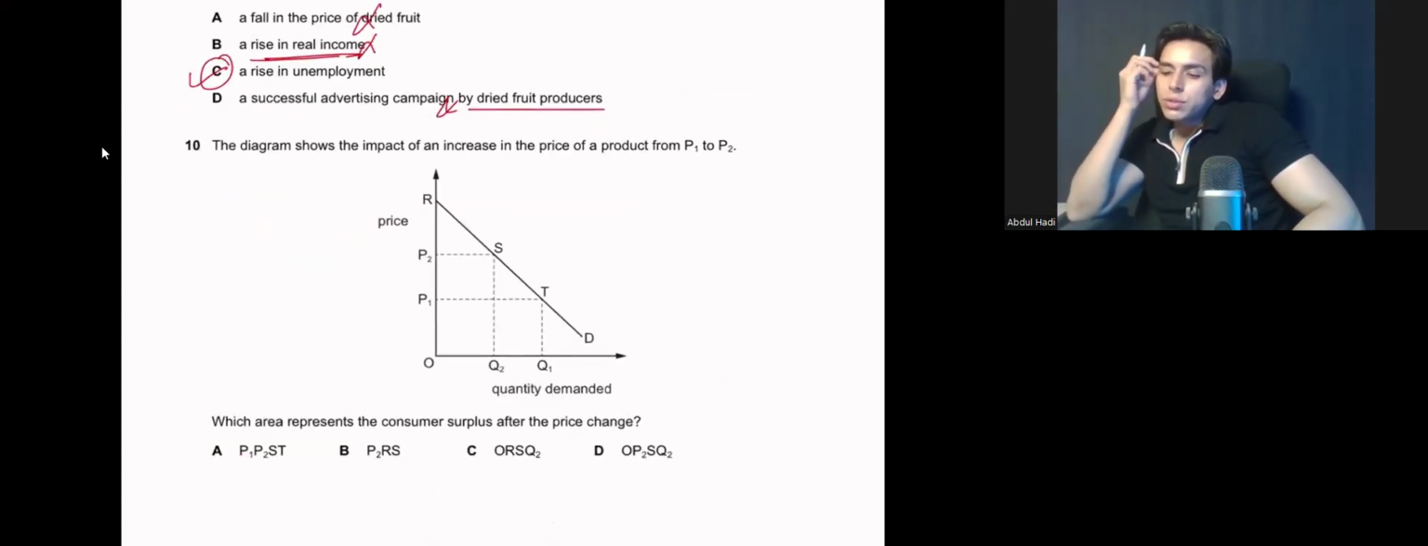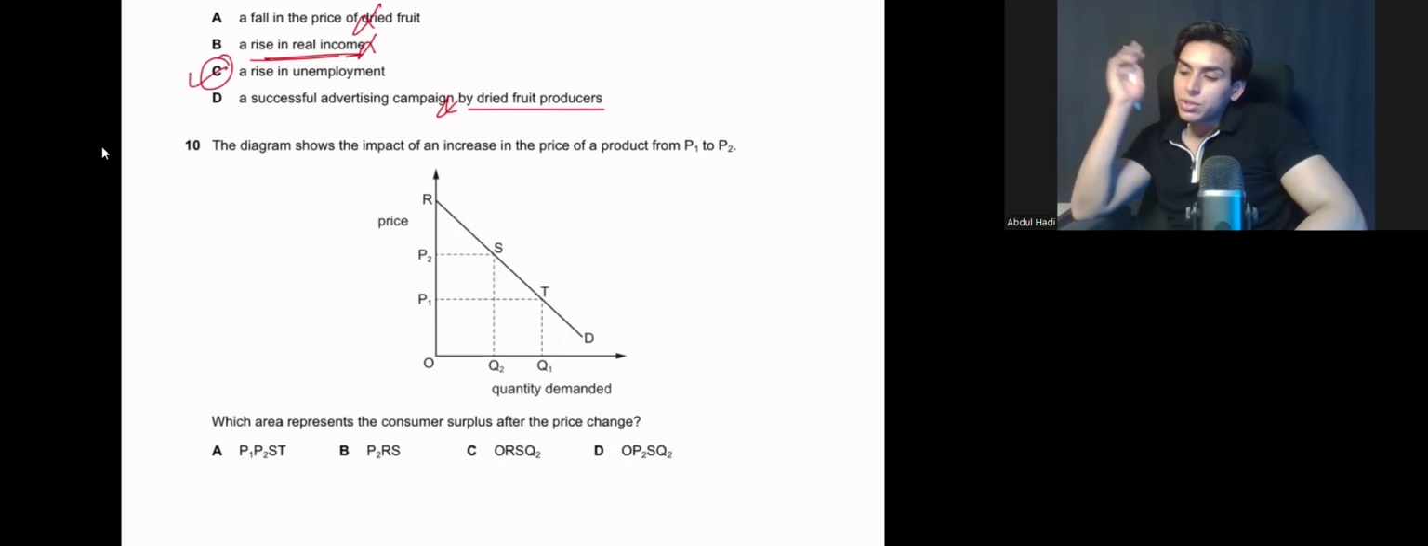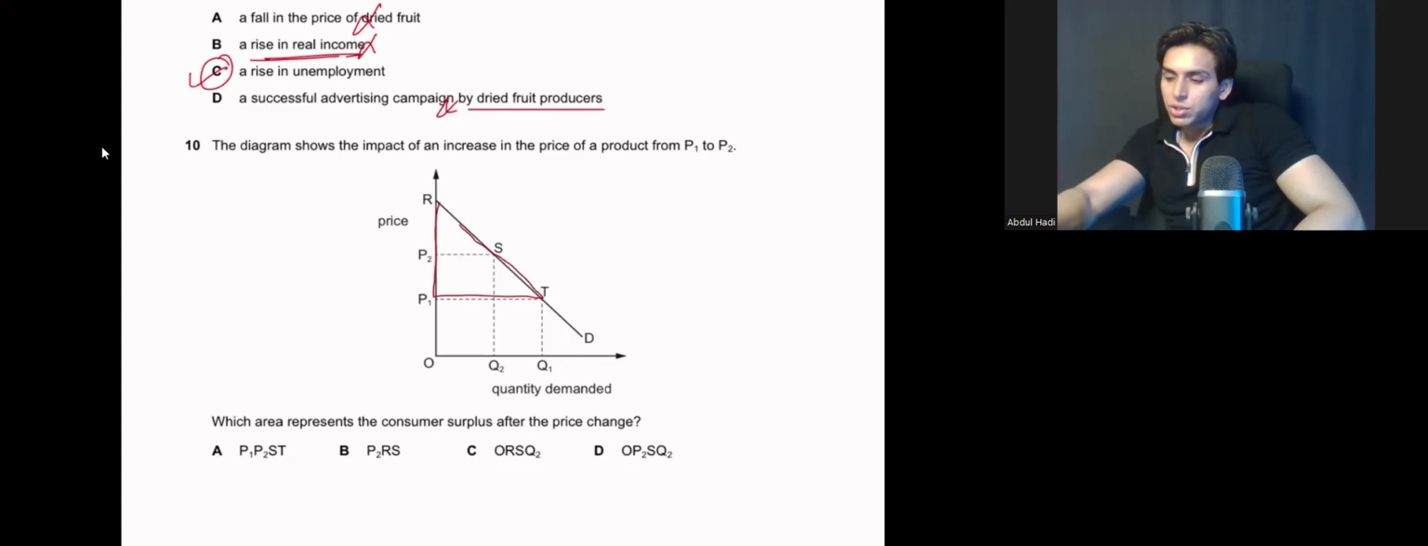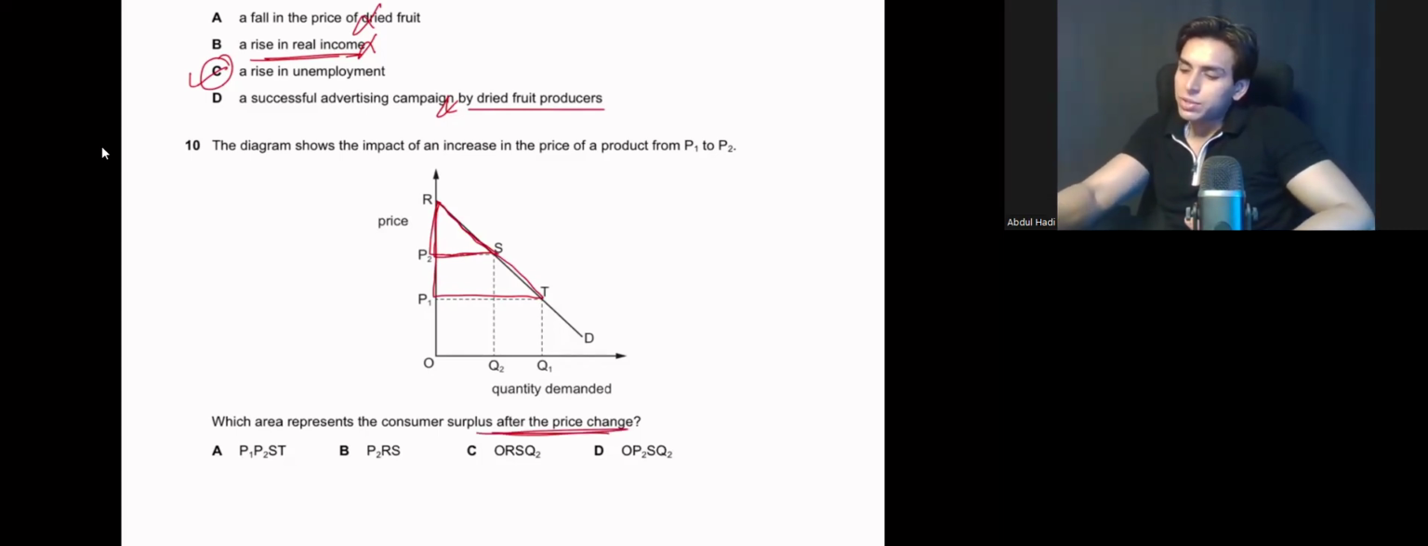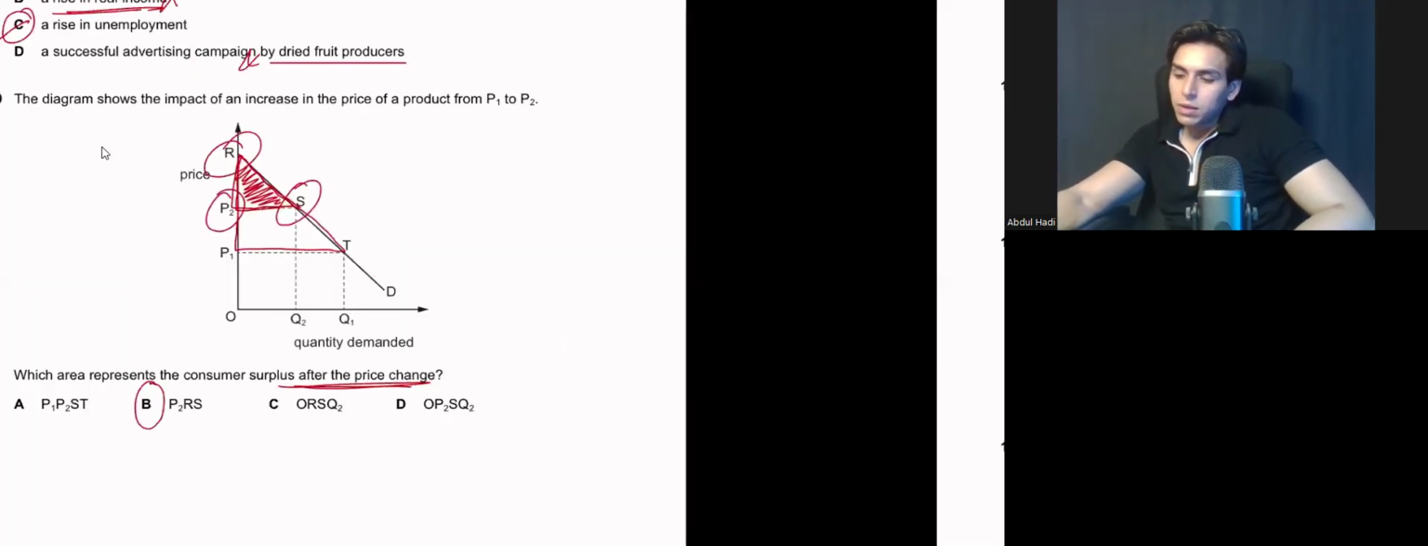The diagram shows the impact of an increase in the price of a product from P1 to P2. Which area represents consumer surplus after the price change? So this was your consumer surplus before the price change. This is your initial price level and this is the consumer surplus after the price change. So this is the area which represents your consumer surplus, that is P2, R, and S. Answer is B.